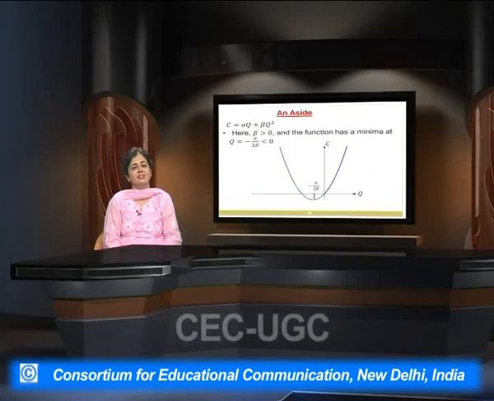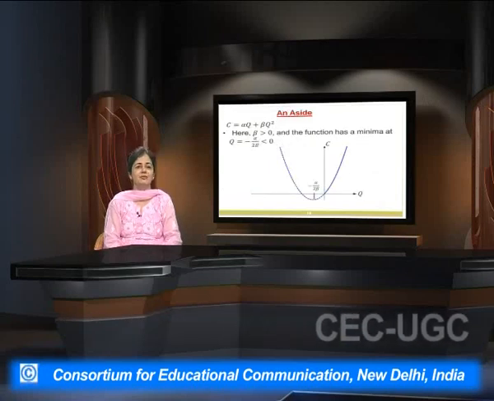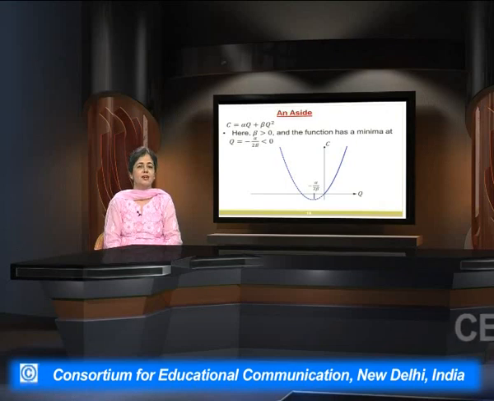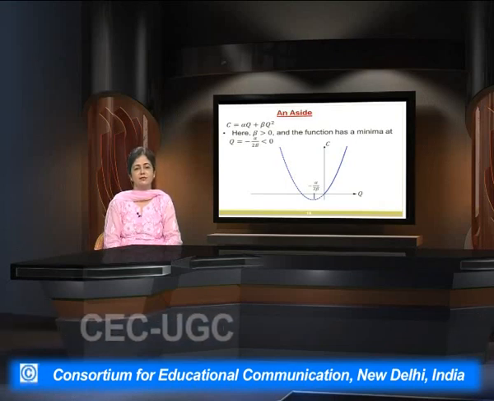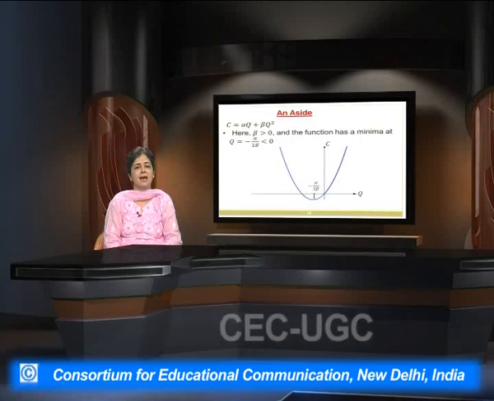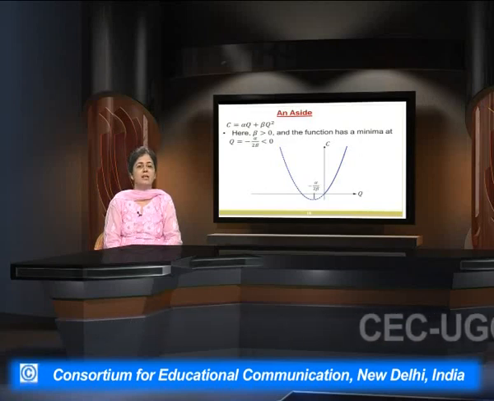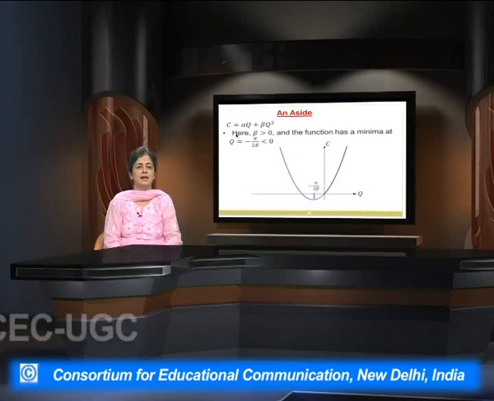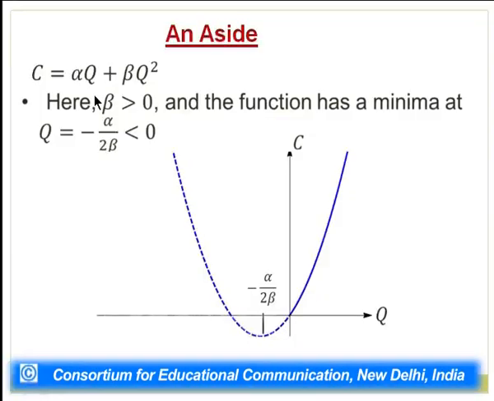Okay, and just as an aside, let me give you some sense of our cost function. We have taken this particular kind of cost function, which is quadratic, and you can see there are no fixed costs. So let's get a sense of what this cost function looks like. Our cost function here is alpha times q plus beta times q square, and here you can see beta, the coefficient of q square, is positive.